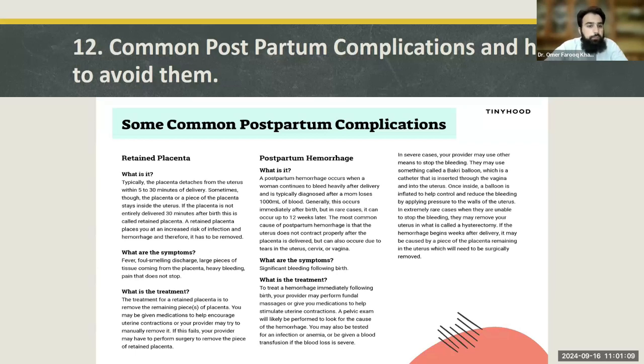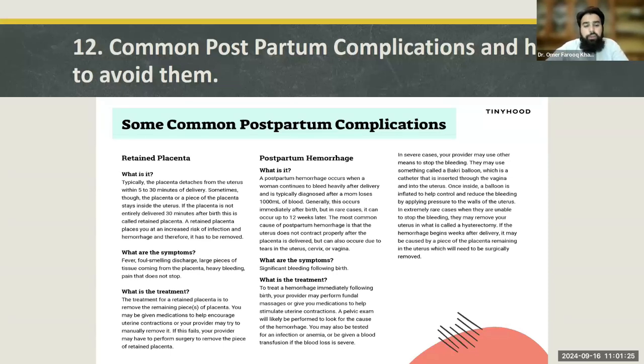Sometimes though the placenta or a piece of the placenta stays inside the uterus. If the placenta is not entirely delivered 30 minutes after birth, this is called retained placenta. A retained placenta places you at increased risk of infection and hemorrhage, and therefore it has to be removed.